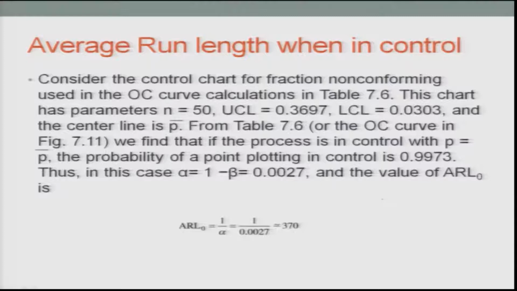This chart has the parameters as already discussed: n is 50, the upper control limit is 0.3697, and the lower control limit is 0.0303. The central line for the calculation will obviously be P bar, and from that I can find the value of beta, which comes out to be 1 minus 0.0027. Based on that you can find the average run length, which comes out to be about 370.